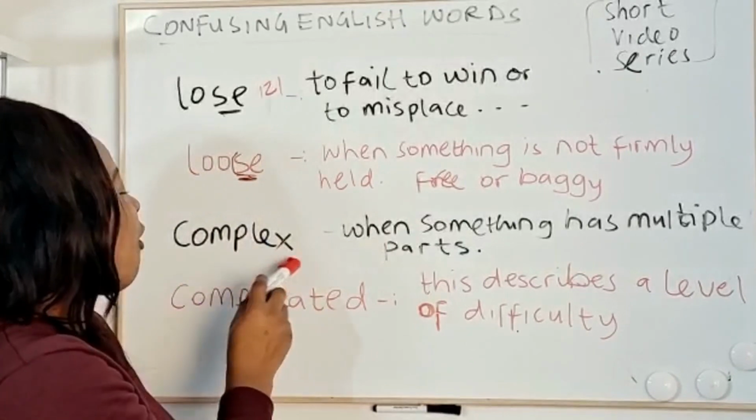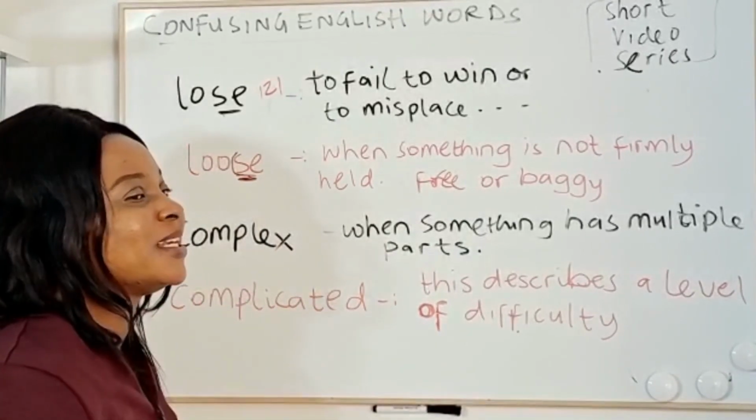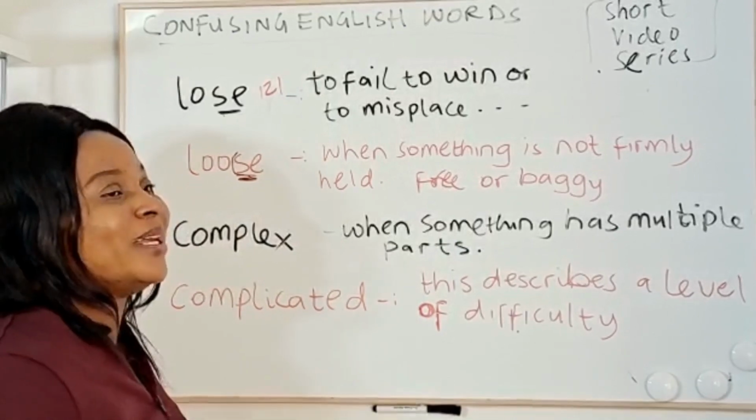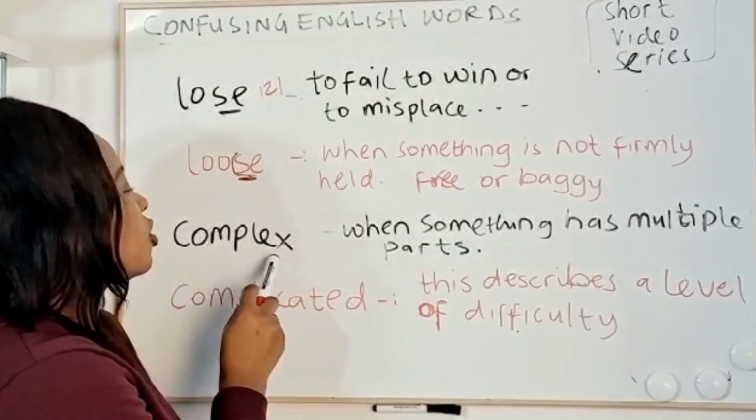Then the next one is complex and complicated. People say my relationship status is a complicated issue. Have you heard that before? Okay, so this one is complex.